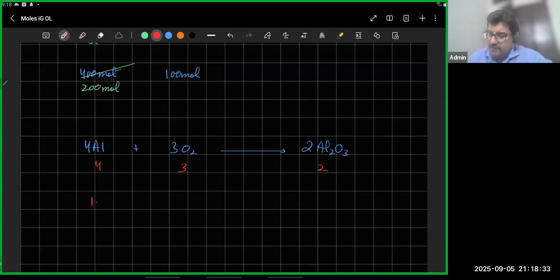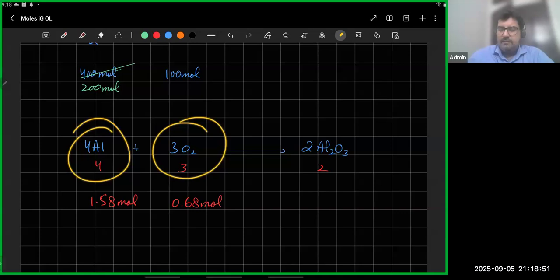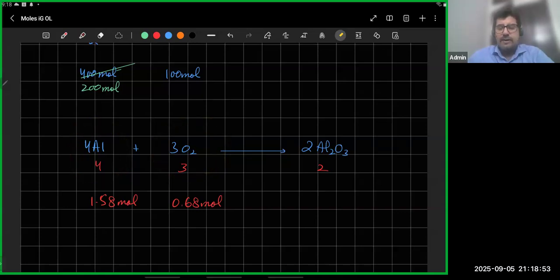If I give you 1.58 moles of this and I give you 0.68 moles of this, you get it. Remember, the issue of limiting and excess reactant only happens if you're given the moles of two substances. Then you've got a problem. You need to figure out which one is the limiting reagent, which one is the one that's in excess. Now we've got a huge problem because by looking at it, it's very difficult to figure out which one is in excess.